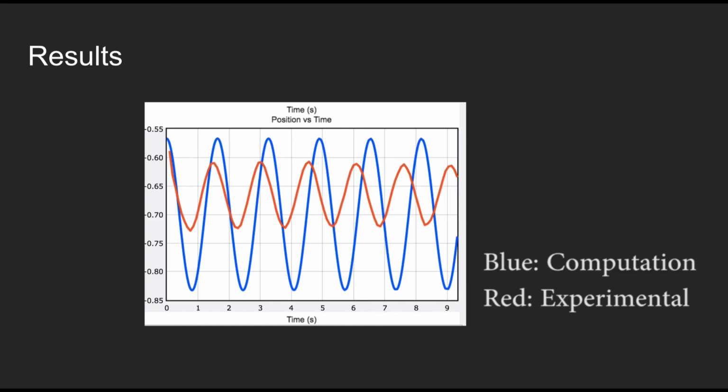This is a position versus time graph. Blue is our computational model and red is our experimental model. As time goes on, there are more discrepancies, probably because there's air resistance in the experimental model to slow the ball down, but not in our computational model. The model over predicts the motion of the spring.